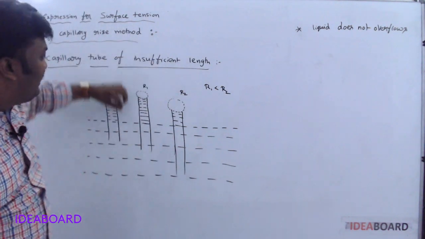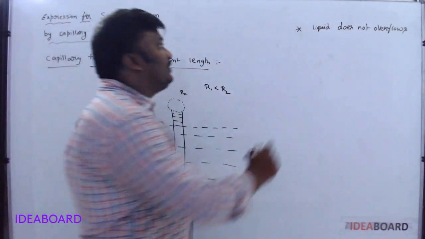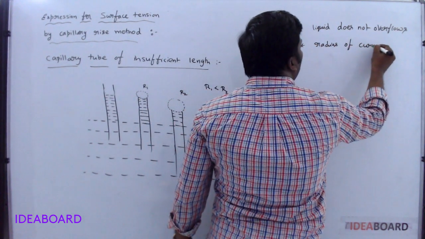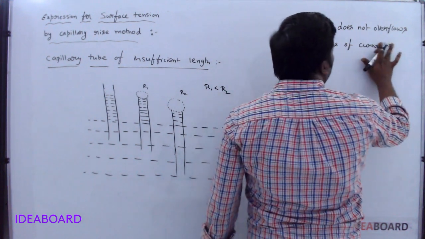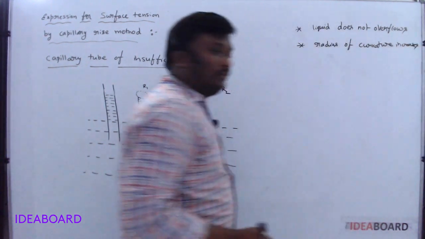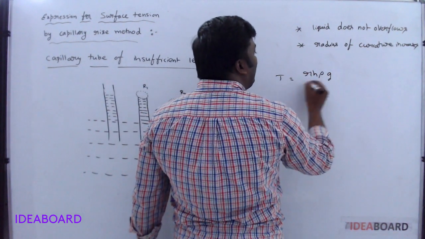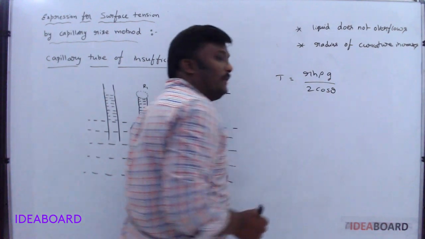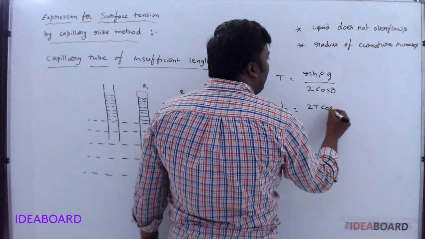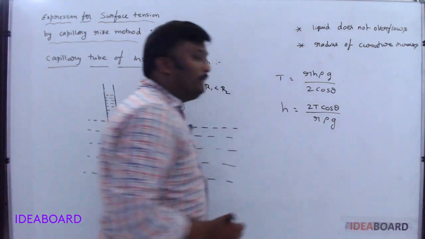So, insufficient length means if we dip further and further, what happens? The radius of curvature increases. Okay. What is the formula for surface tension? Capital T is equal to R h rho g by 2 cos theta. On this, the value of h becomes 2T cos theta by r rho g.